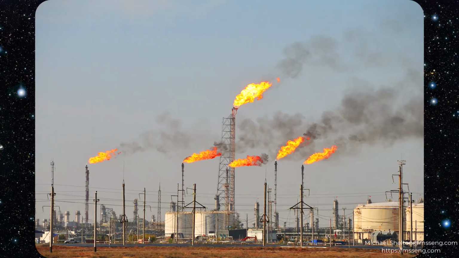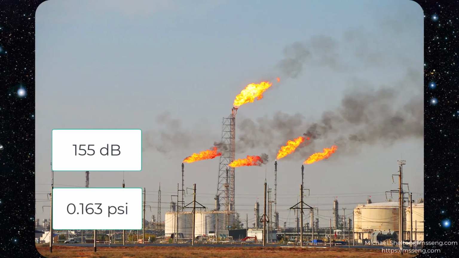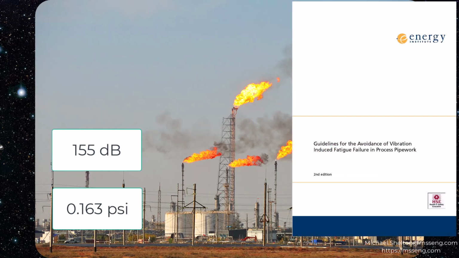When the decibel level exceeds 155 dB or 0.163 psi sound pressure, the Energy Institute's guidelines for avoidance of vibration-induced fatigue failure in process piping requires a full assessment of the piping system to determine the associated likelihood of failure, or LOF. Should this LOF value exceed 0.5, additional analysis is required.